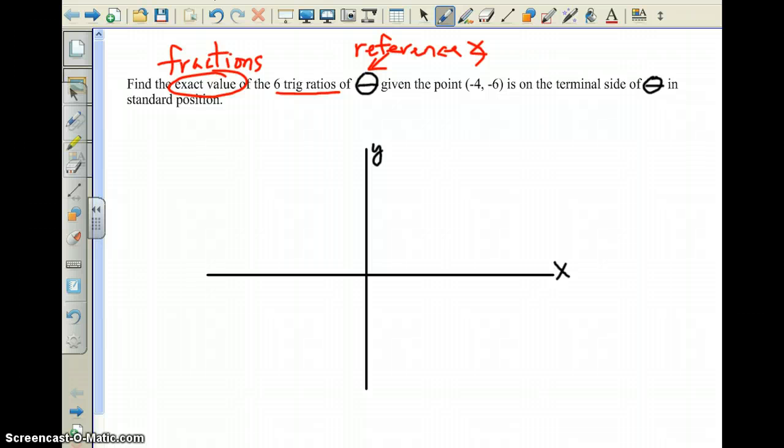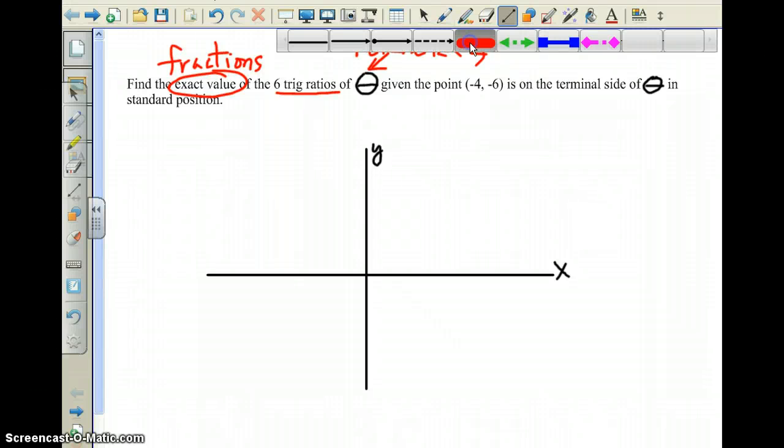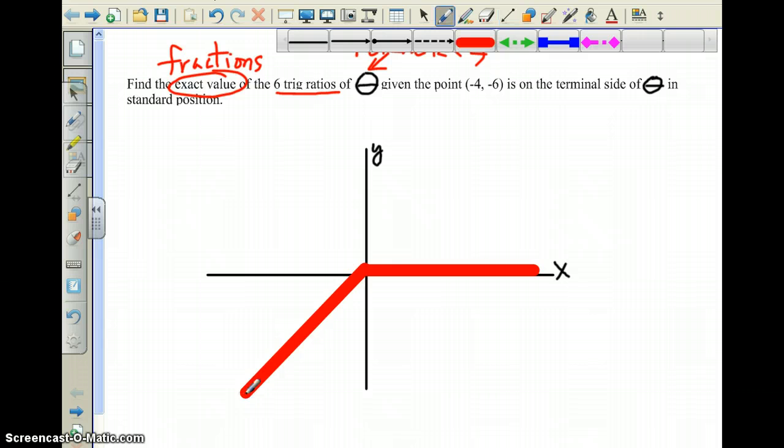Given the point -4, -6 is on the terminal side of theta in standard position. So that means we're starting here in standard position. There's my initial side. And then my terminal side is going to rotate until I get to the point -4, -6. So -4, -6 will be down in the third quadrant. And I'm just going to put it right there. So now on this picture, I know theta, our reference angle, is in between the terminal side and the x-axis. So this is our theta.